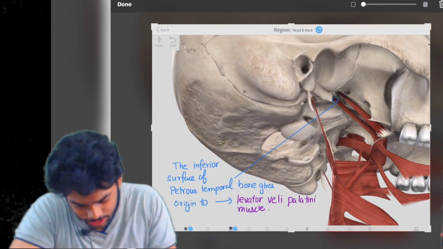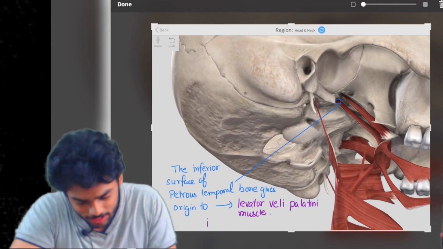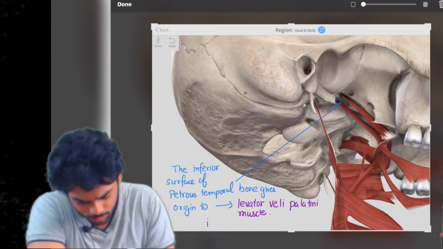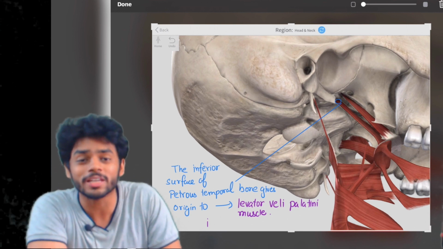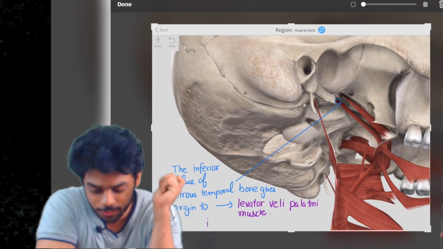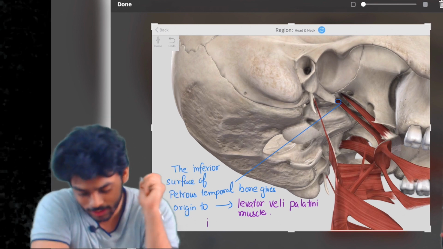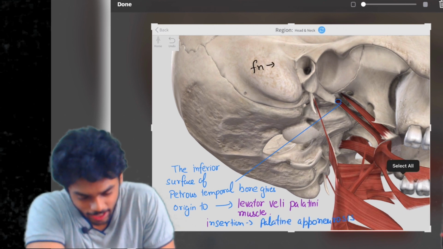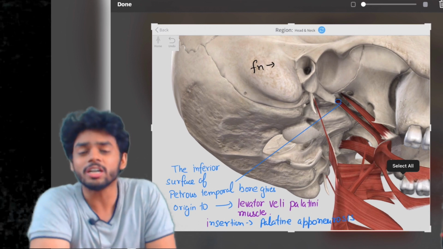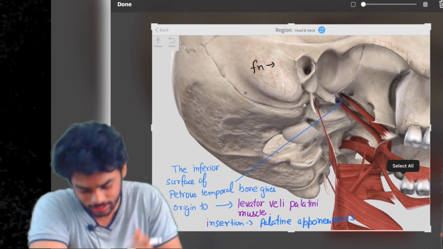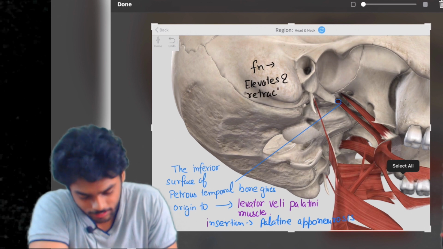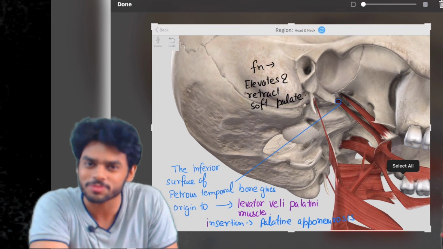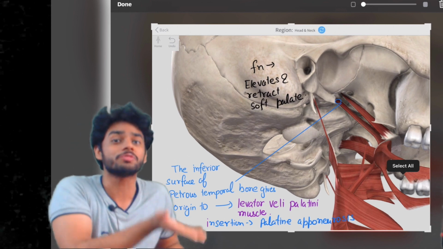Levator veli palatini muscle. What is the function of this muscle? Let me show you. Origin is the petrous part of the temporal bone. Where is the insertion? Again, palatine aponeurosis. And the function: it elevates and retracts the soft palate. Levator means something which will elevate.